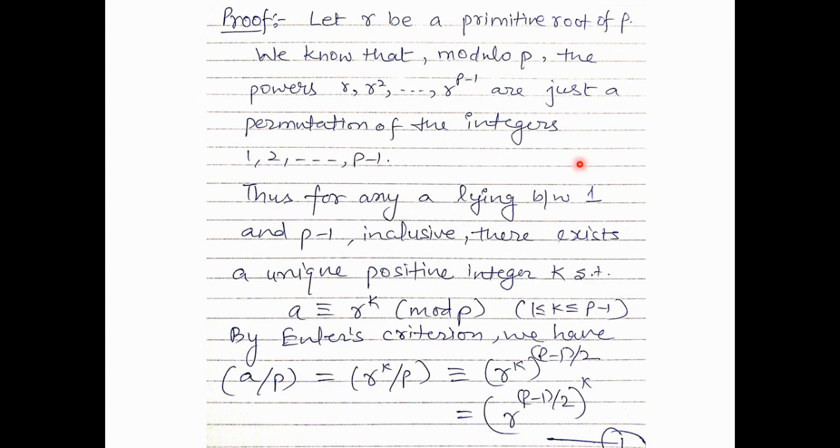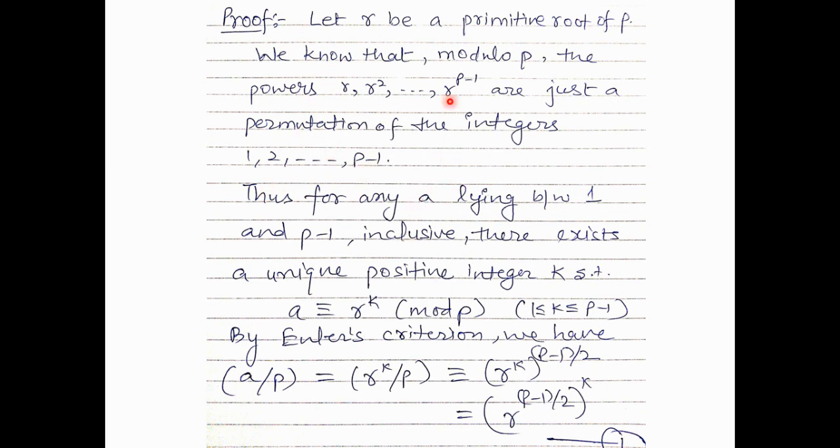So we know that modulo p, if r is a primitive root and I take r, r square, r cube, up to r to the power p minus 1 under modulo p, then they are nothing but a permutation of the numbers 1, 2, 3 up to p minus 1 in some order. So for any a lying between 1 and p minus 1 inclusive, there exists a unique positive integer k such that a is congruent to r to the power k, where k is from 1 to p minus 1. Okay, so a is lying between 1 and p minus 1.